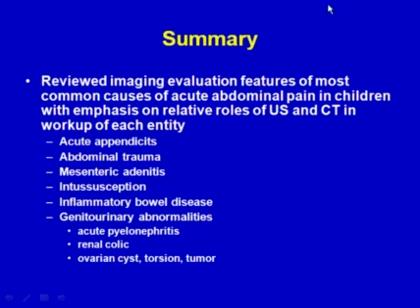So, in summary, I have reviewed with you the imaging evaluation features of the most common causes of acute abdominal pain in children, with an emphasis on the relative roles of ultrasound and CT in the workup of each entity. I have discussed with you acute appendicitis, abdominal trauma, mesenteric adenitis, intussusception, inflammatory bowel disease, and genitourinary abnormalities, including acute pyelonephritis, renal colic, and ovarian cyst, torsion, and tumor. Thank you for your attention.